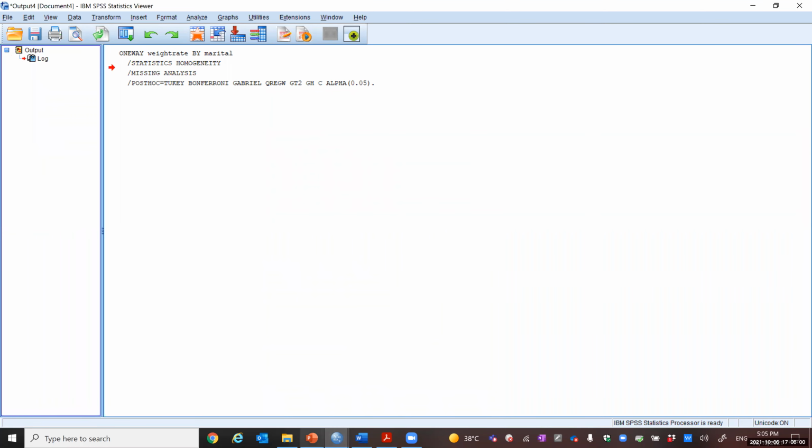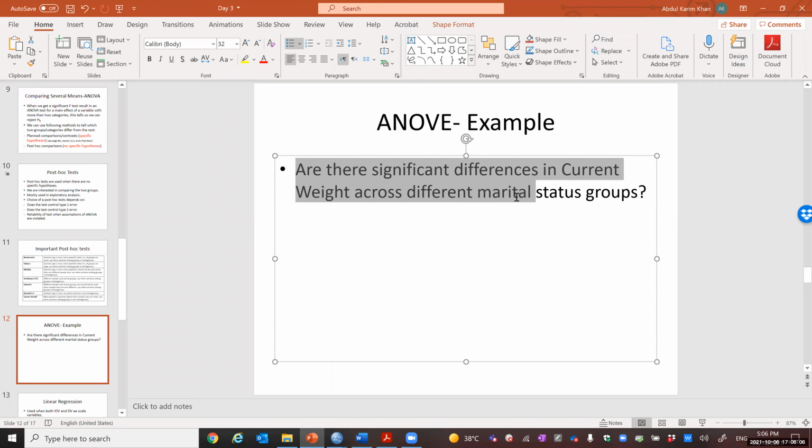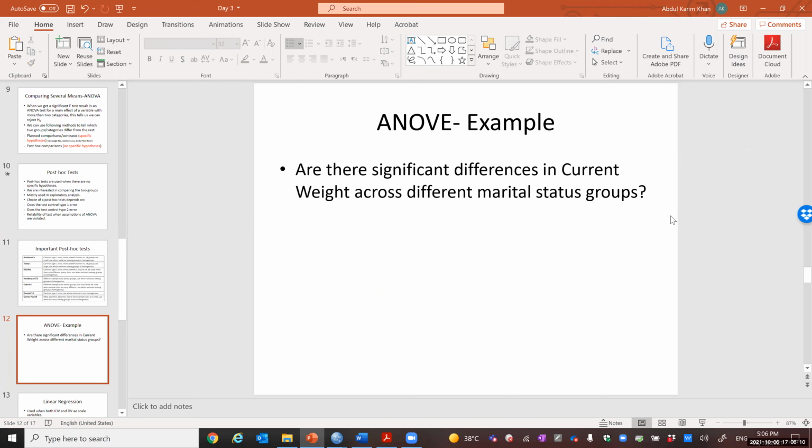Okay. So going back to what's the answer to this question? The answer to this question is yes, there are significant differences between two groups, which are single and married, where married have a higher weight as compared to single.